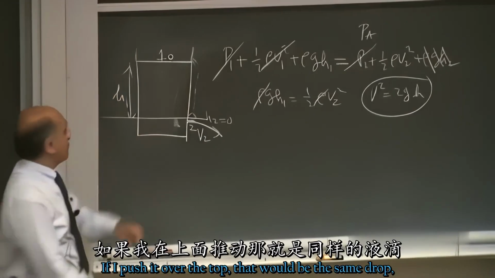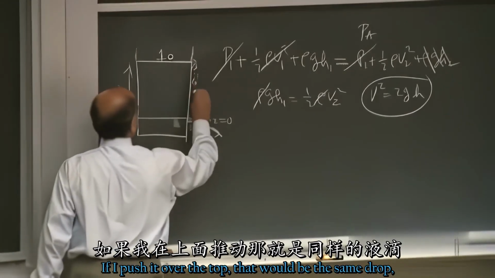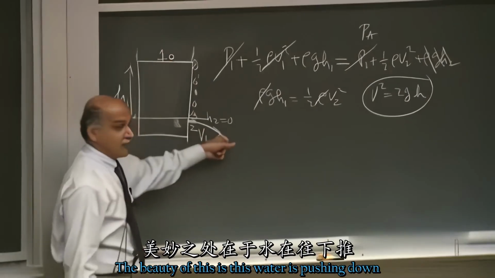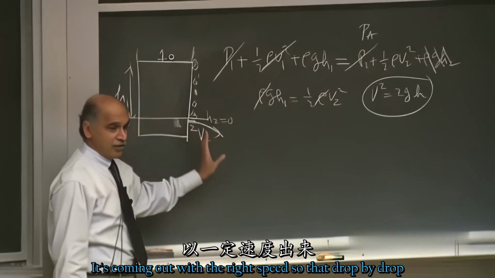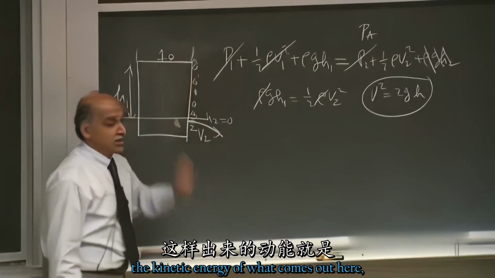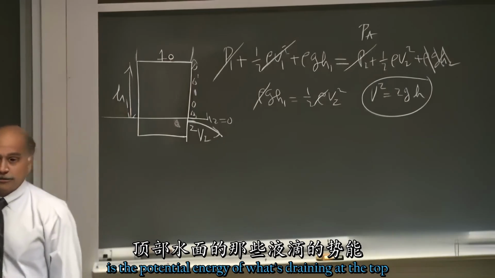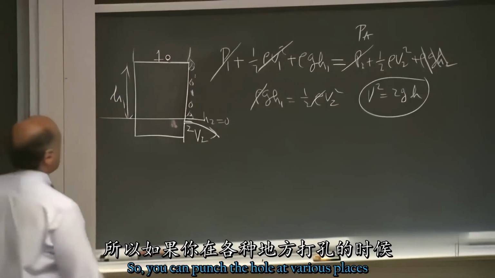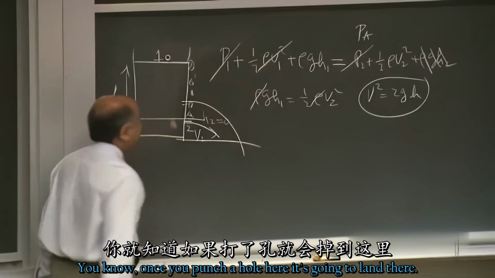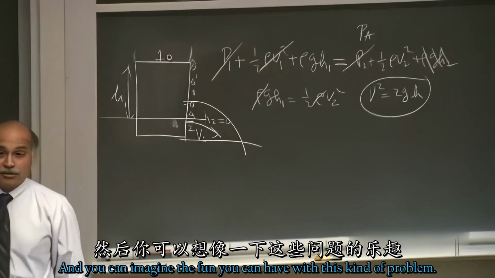If I push it over the top, that would be the same drop, and it's very clear to all of us. The beauty of this is this water is pushing down and something is coming out here, but it's coming out with the right speed, so that drop by drop, the kinetic energy of what comes out here is the potential energy of what's draining at the top. So you can punch the hole at various places. Once you punch a hole here, it's going to land there, and you can imagine the fun you can have with this kind of problem.